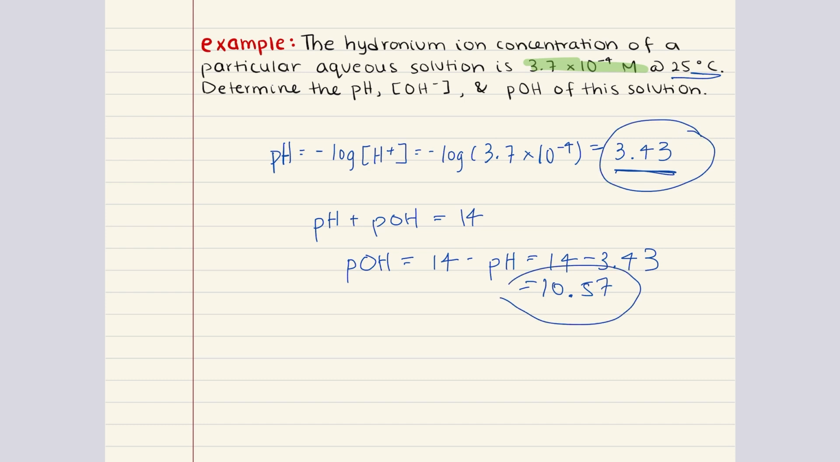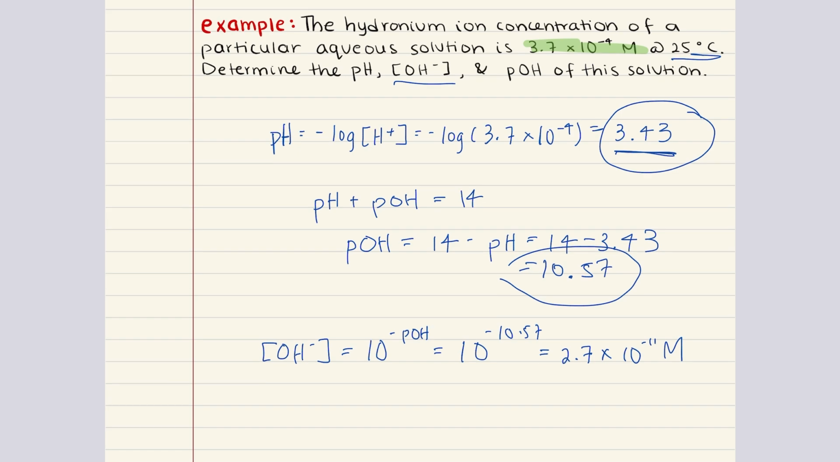We need to figure out our hydrogen ion concentration. Now to figure out our hydrogen ion concentration, this is just going to equal 10 to the minus pOH, which is equal to 10 to the minus 10.57. And if we plug this into a calculator, we're going to get approximately 2.7 times 10 to the minus 11 molar. And there we have it. We've solved this problem. Now we can move on to our next topic.